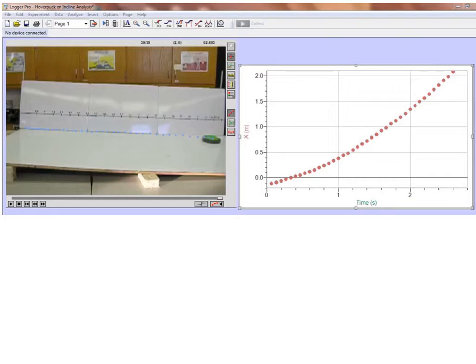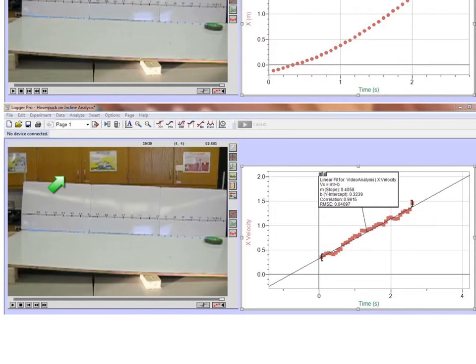We could also get a speeding up motion by taking the surface that the hover puck was moving across and elevating it and making it a ramp. It's very difficult to see here, but the dots created by the Logger Pro analysis are getting slightly further apart as the hover puck goes down the ramp. And if we plot the position versus time graph, then we would see the slope getting steeper, indicating that it's getting faster. So this is exactly like the accelerating car.